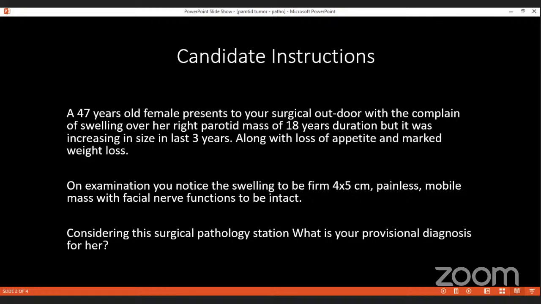Can you please tell me what investigations can be asked for in a patient with parotid region swelling? Ultrasonography of the parotid region, fine needle aspiration cytology of the swelling, as well as a sialogram can be done. And if we suspect a malignancy, we can do a CT scan of the head, neck, and the chest. Can you name one test which can differentiate between benign and malignant cells? FNAC, fine needle aspiration cytology.